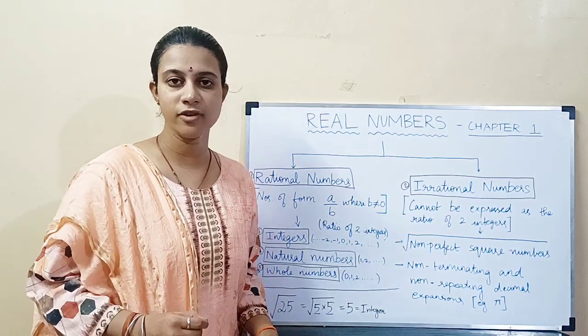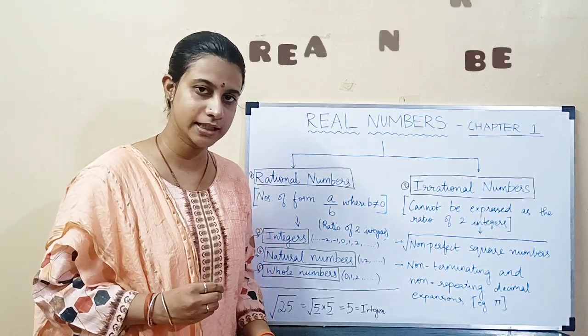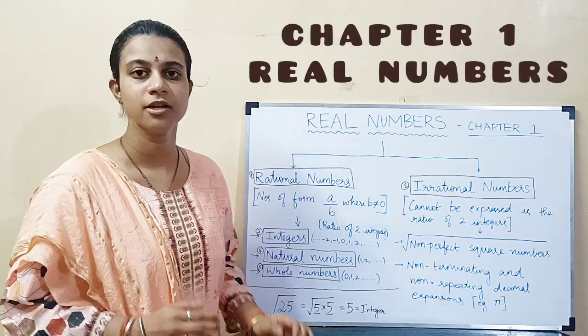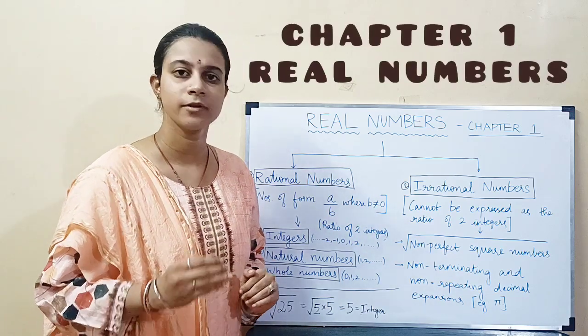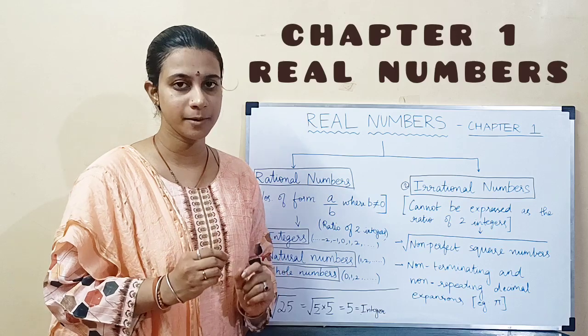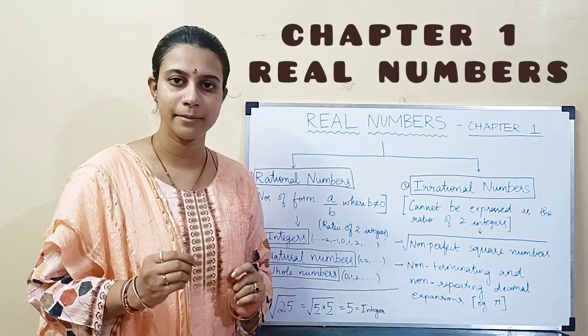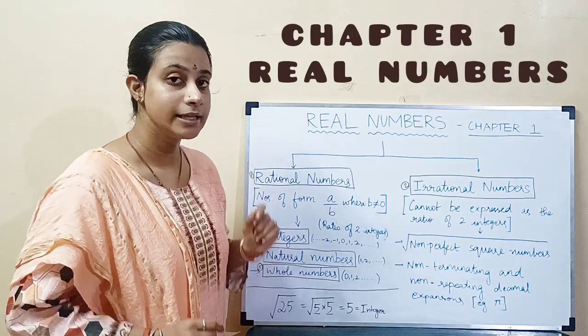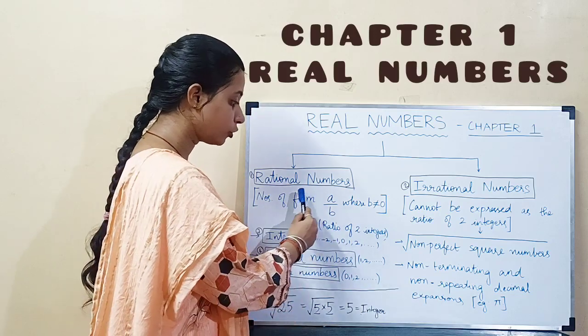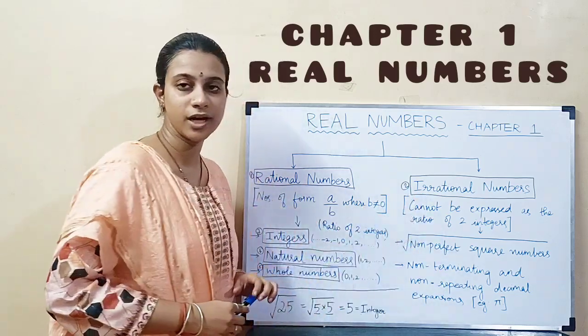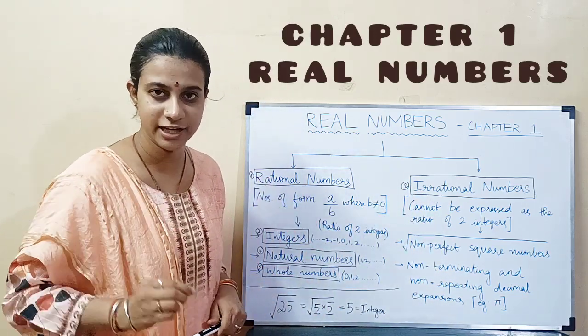Today we are going to start class 10 NCERT chapter 1, real numbers. So what are real numbers? Any number which can be represented on the number line can be called a real number. Real numbers comprise two types of numbers, which are rational and irrational.